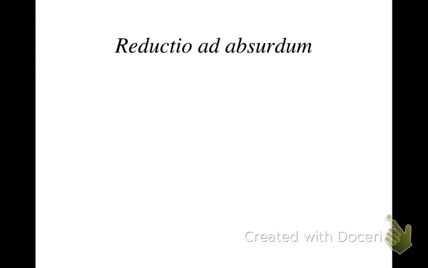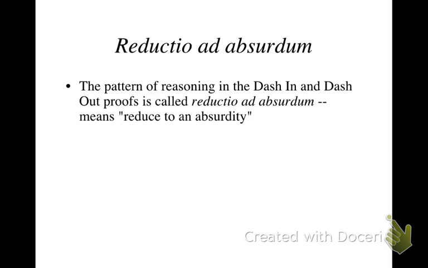This video will explain the strategy called Reductio strategy. So the pattern of reasoning in the dash-in and dash-out proofs is traditionally called Reductio ad absurdum, which means reduce to an absurdity, or reduce to something that's obviously false. So the strategy that goes along with the dash-in and dash-out proofs will be called the Reductio strategy.